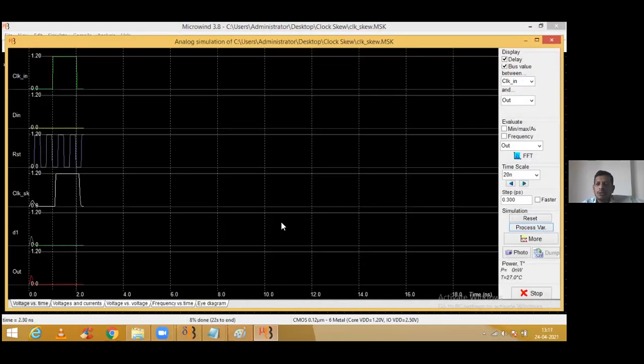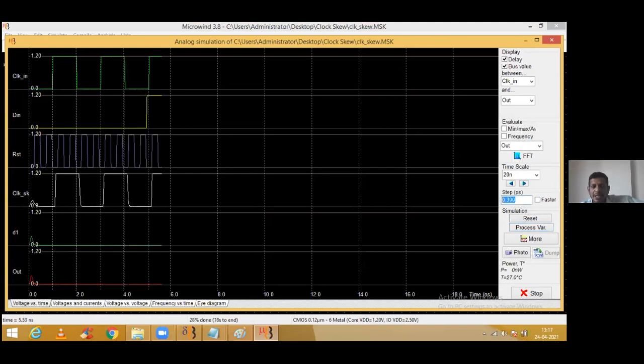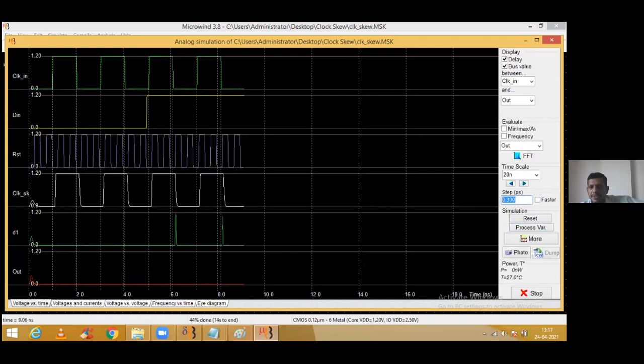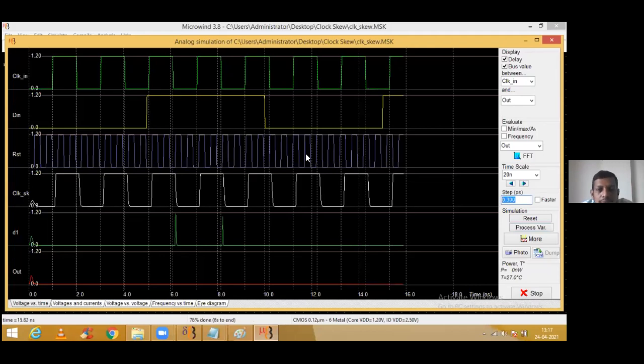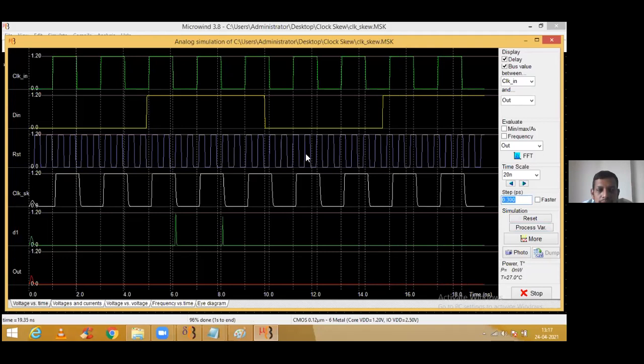So guys, look at that. The step size is 0.3. That is a highly precise output that we are coming across over here with the lowest step size. That's why the simulation is quite slow. Look at that. What is happening over here?